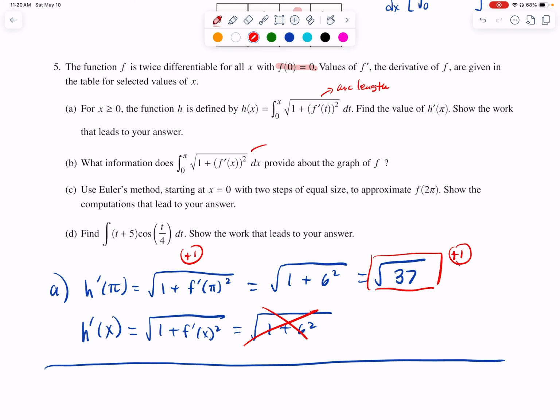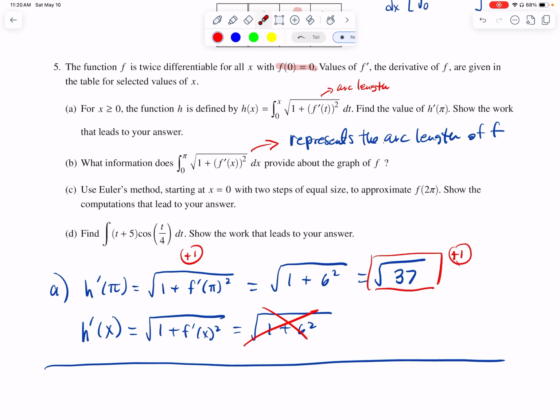So this guy, I'm not even going to do a little extra bit on this one. I'm just going to say that this integral expression represents the arc length, and specifically of f.